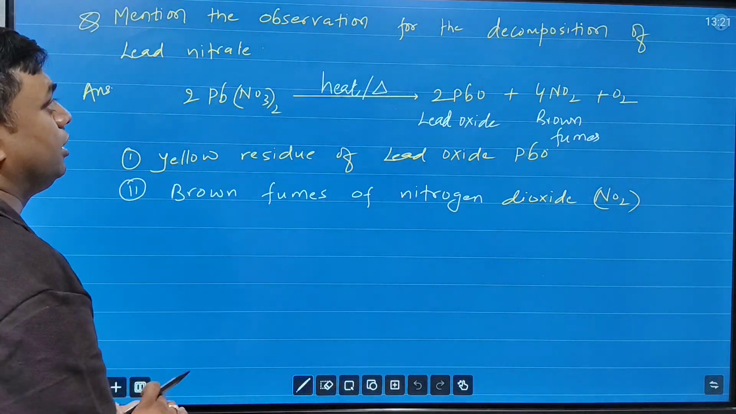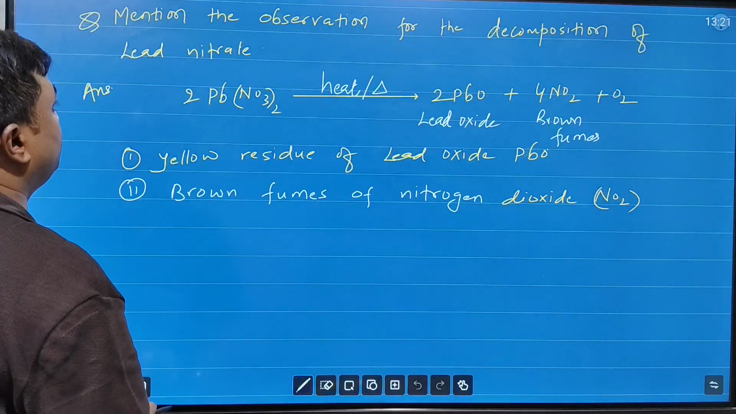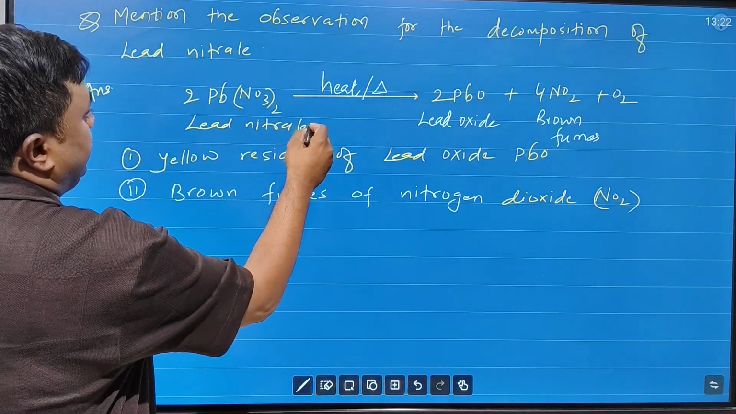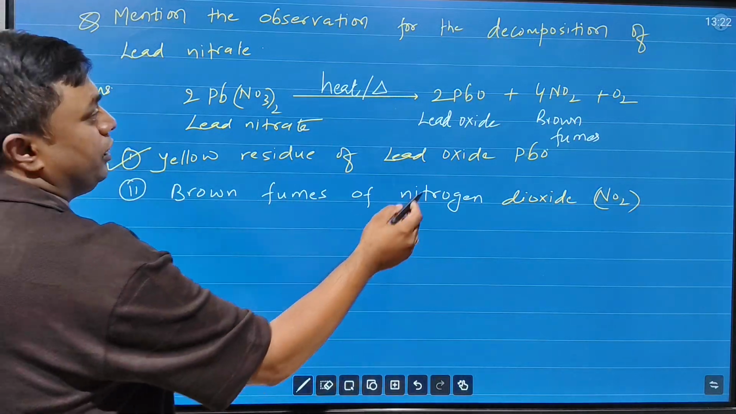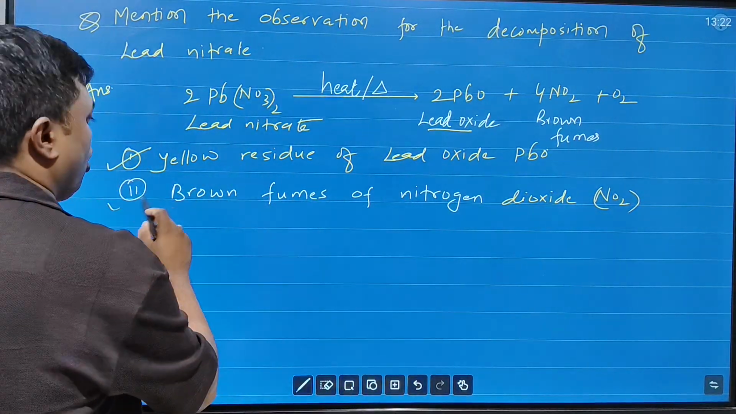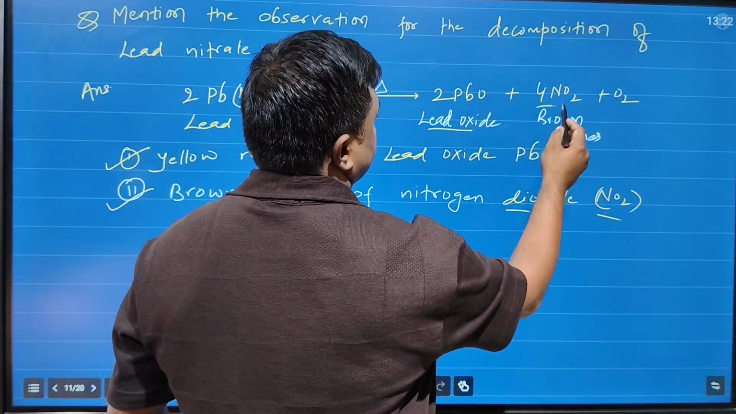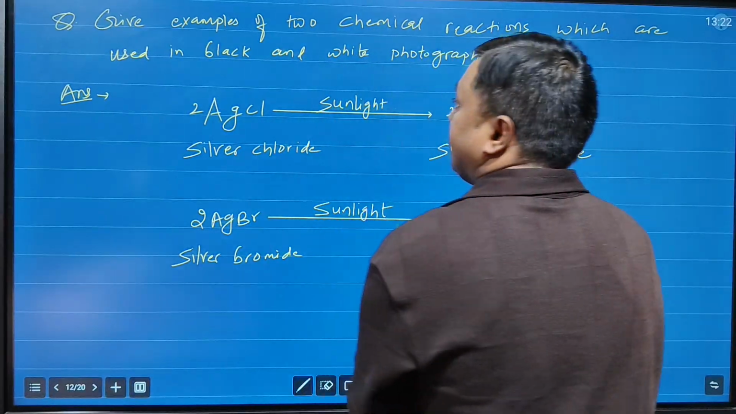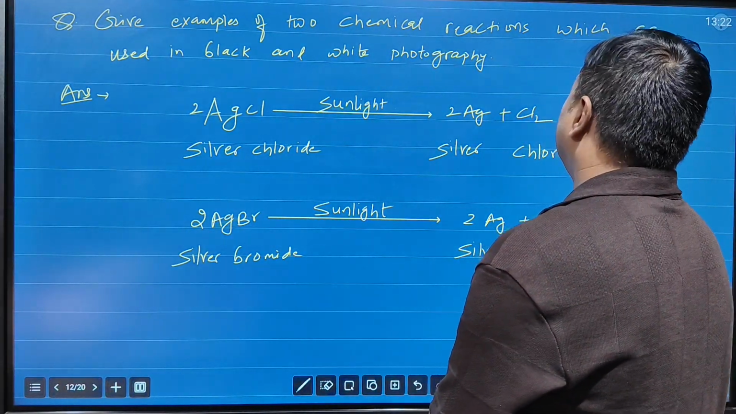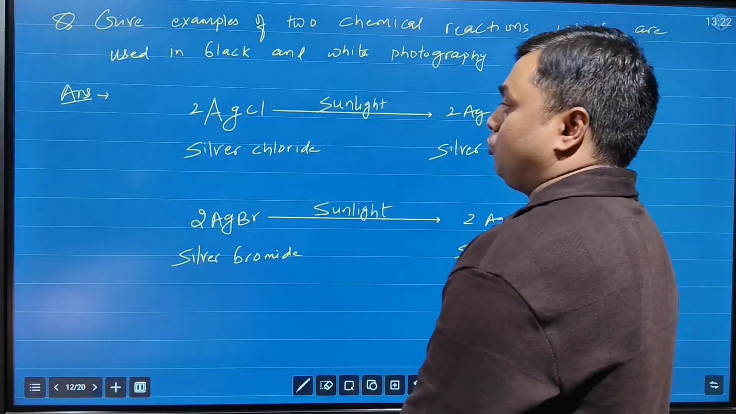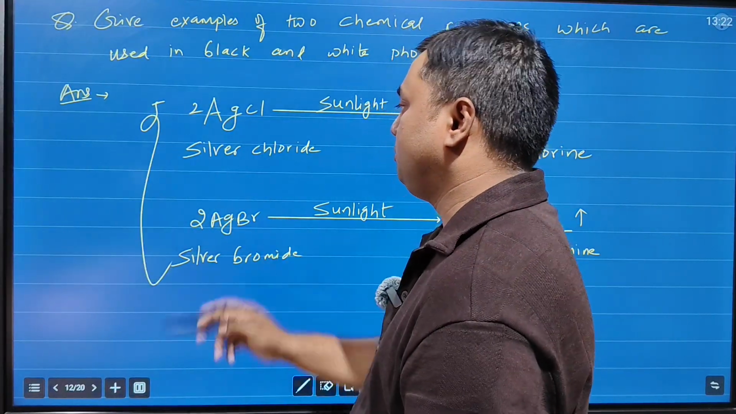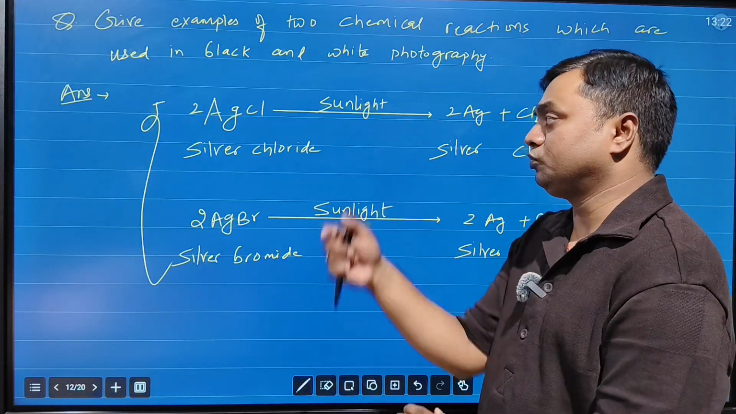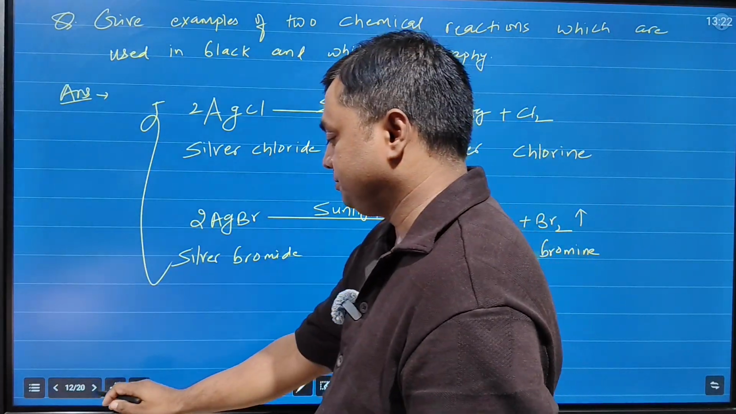Just now we discussed the observations for the decomposition of lead nitrate. So this is lead nitrate. You can write the observations: yellow residue of lead oxide is obtained, along with brown fumes of nitrogen dioxide. Yes or no? Next, give two examples of reactions which are used in black and white photography. This is also a textbook question, important question. Decomposition of silver chloride and decomposition of silver bromide in the presence of sunlight.